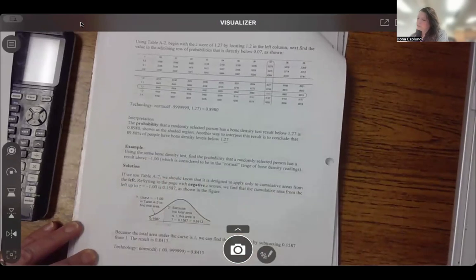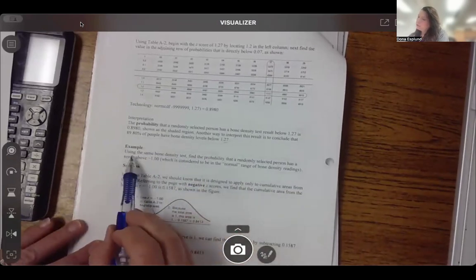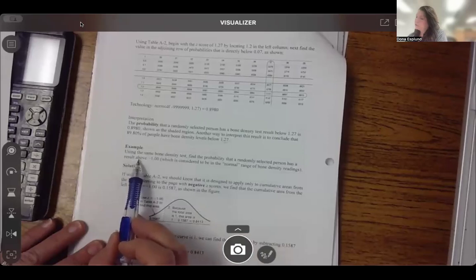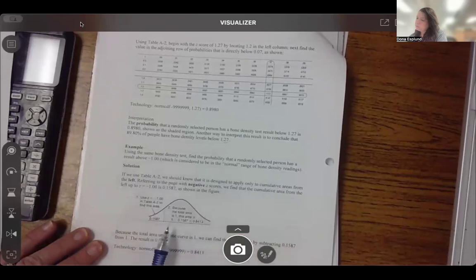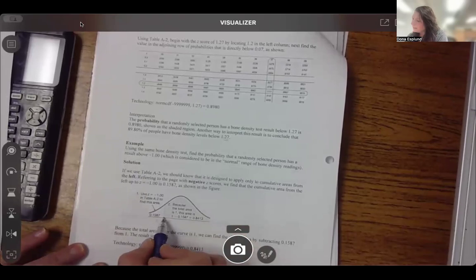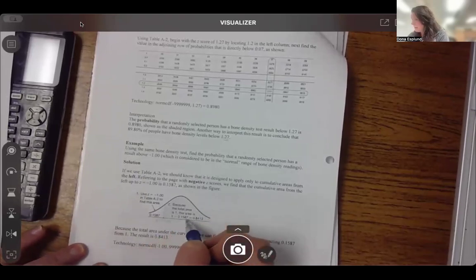That's the interpretation. Now, using the bone density test, find the probability the person's results are above negative 1. So in other words, here's my negative 1. It'll be to the left of my mean, and they want all of this amount.